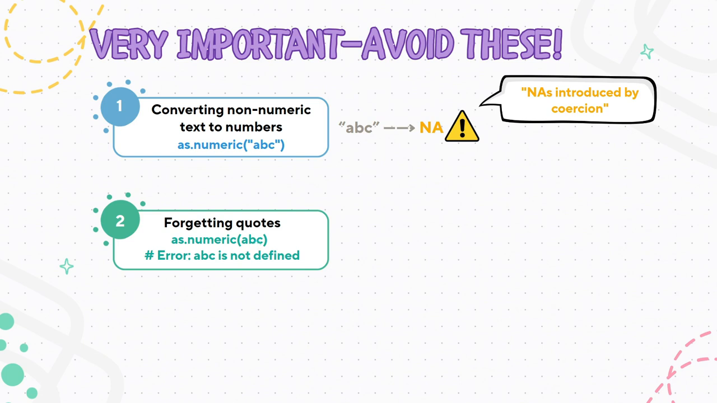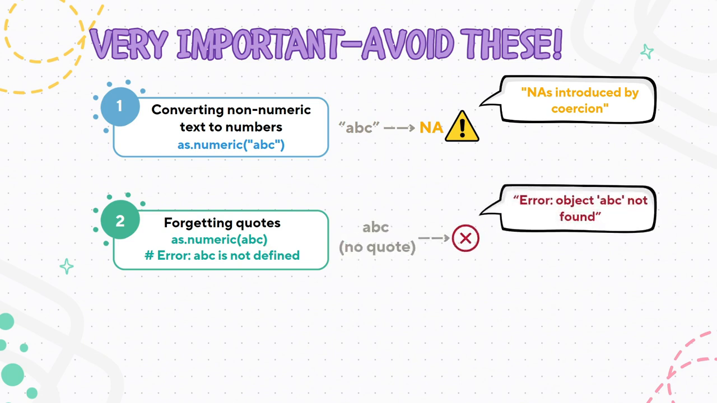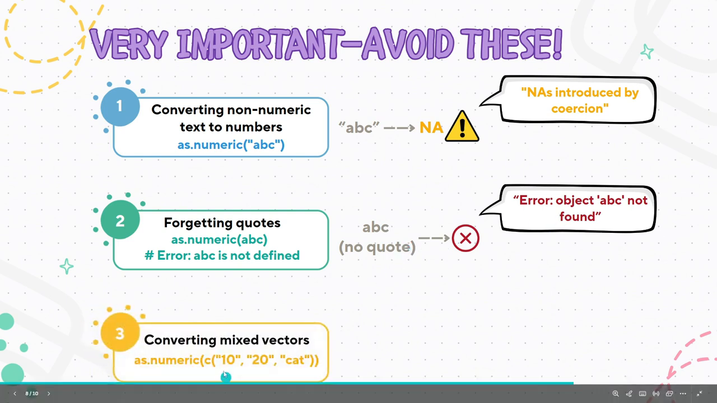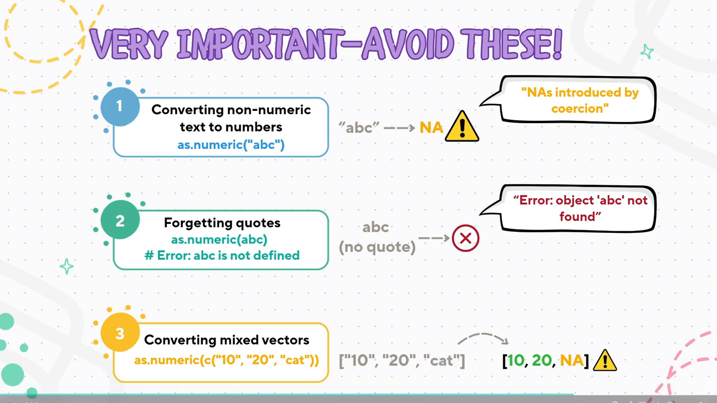But that's not the point. Without quotes, R thinks that ABC is a variable name, and since we never created it, R will throw us an error, which is "object 'ABC' not found". And the next and final mistake is converting mixed vectors. So if we have a vector that is just a collection of items as "10", "20", and "cat", as.numeric would convert the first two values, 10 and 20, since they are numeric values just wrapped inside quotes, but it would give us an NA value for the third item, that is "cat". So these are the basic mistakes that beginners must avoid.